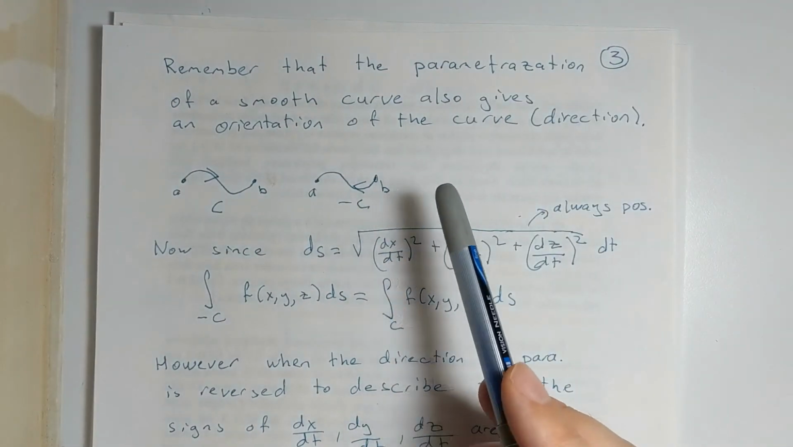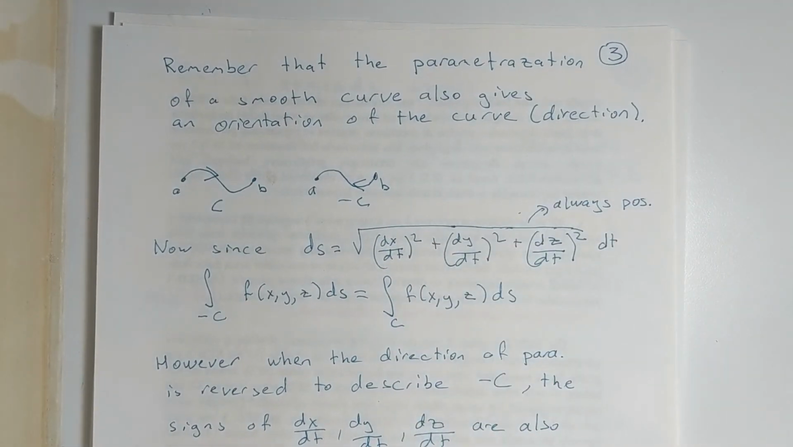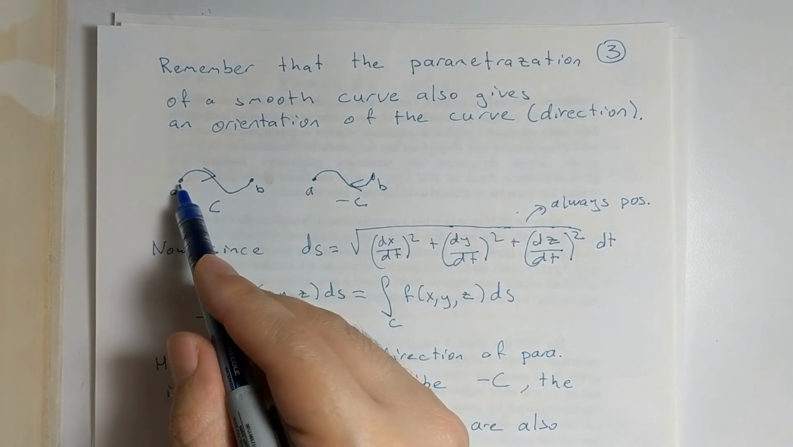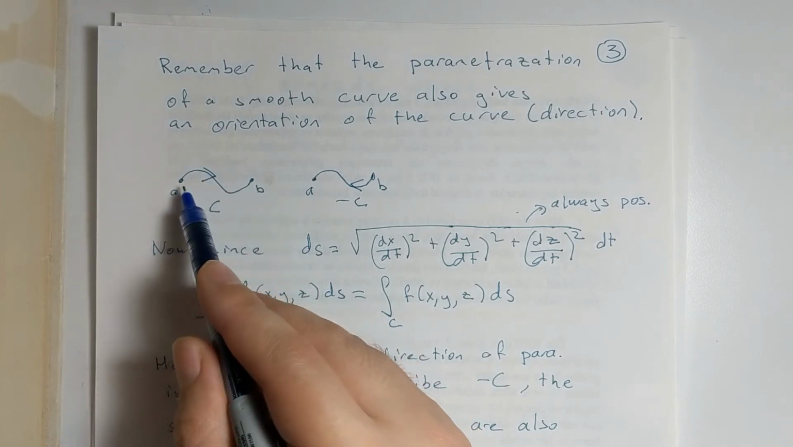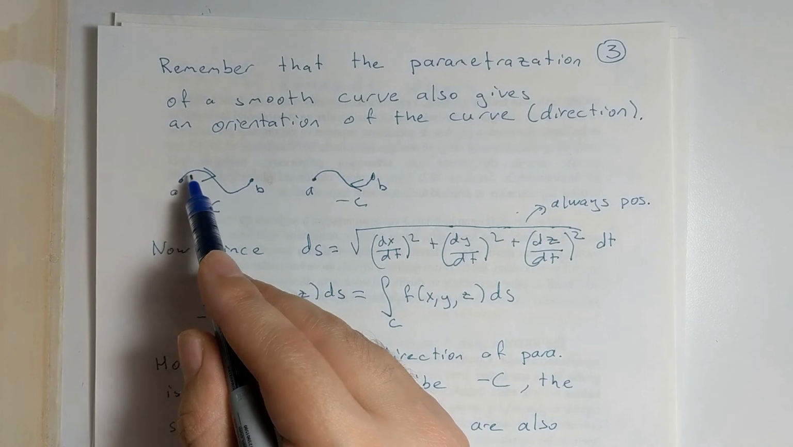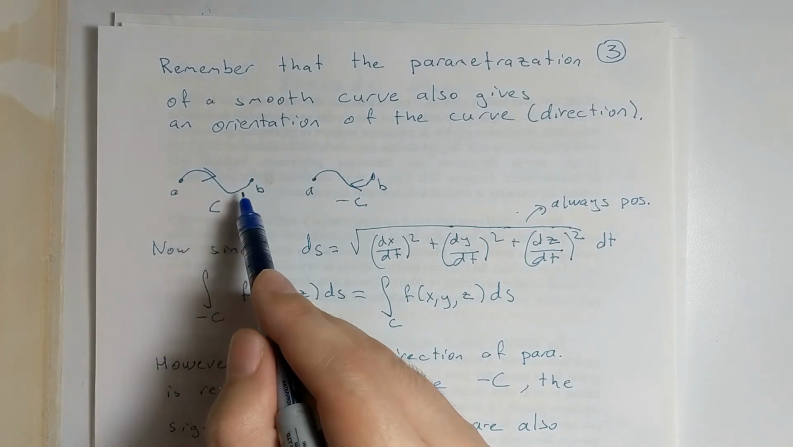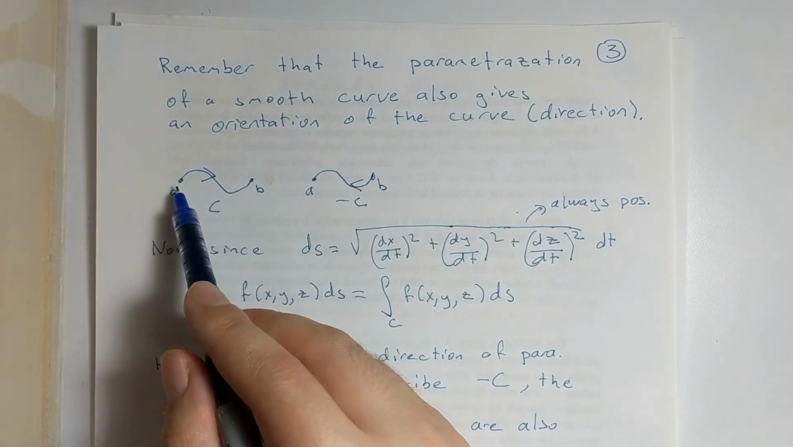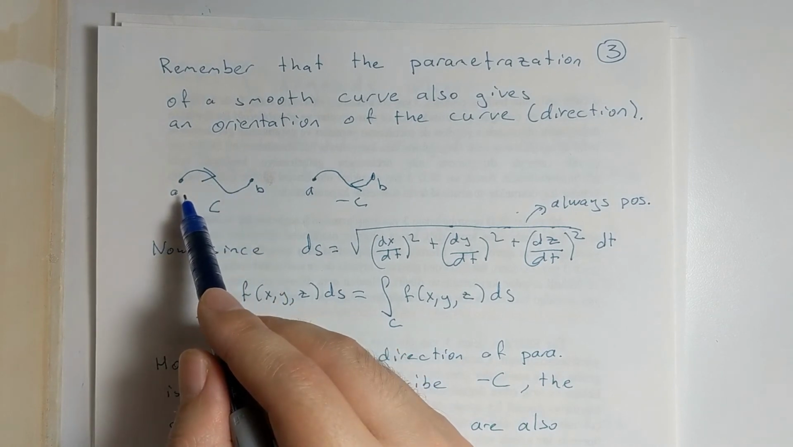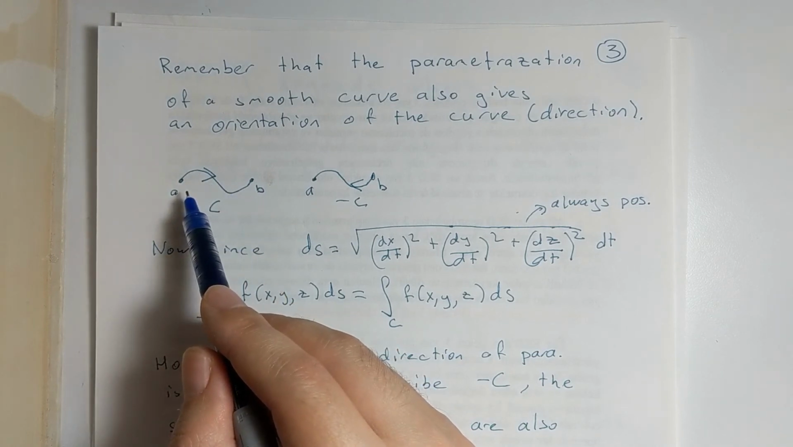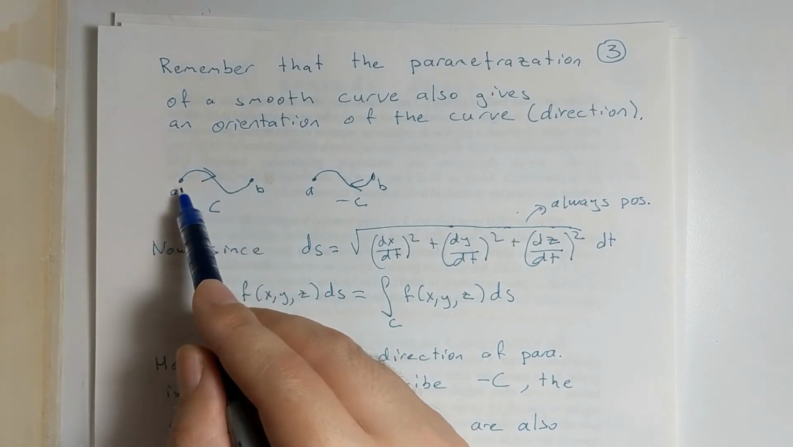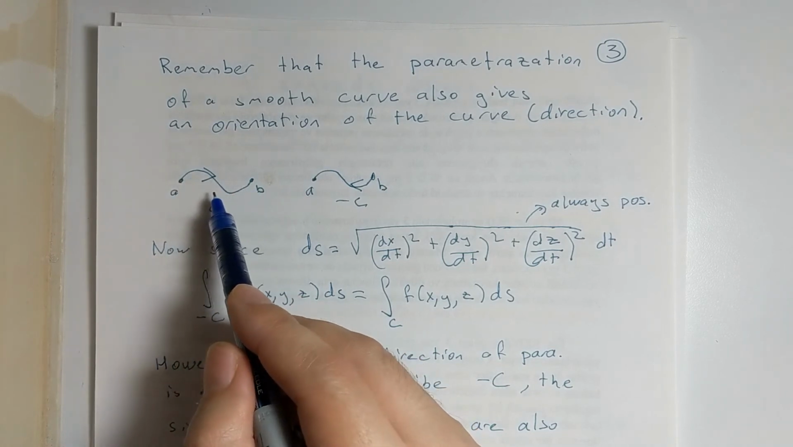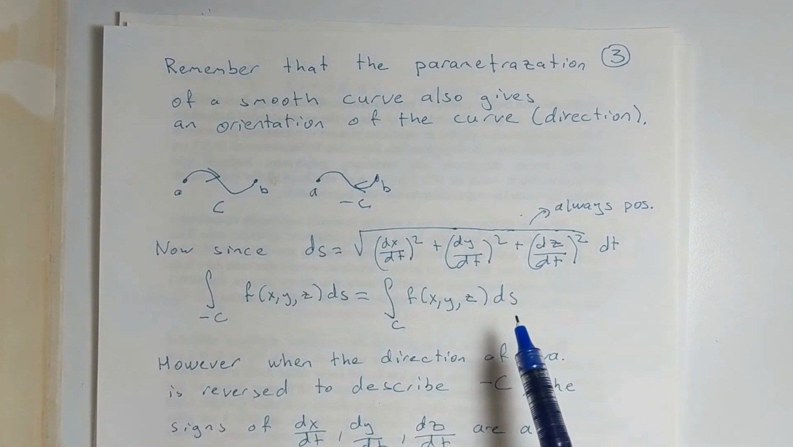So remember that the parameterization of a smooth curve also gives an orientation of the curve. When we have a parameterization of a curve, we thought about an object moving along this curve. Because it's moving, it gives you a direction on the curve, and it gives you its speed, how fast it's moving on this curve. Now, I could give you the same curve, and we could have many different parameterizations. Maybe in one parameterization, the object is moving really slowly in this direction. Maybe it's really moving fast, or maybe it's going the other direction.